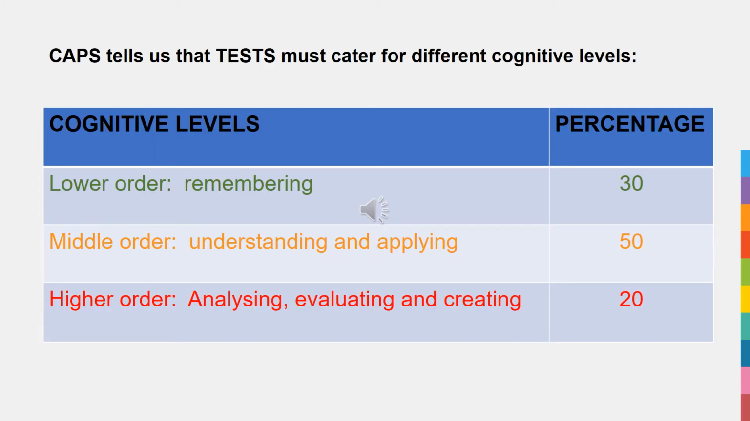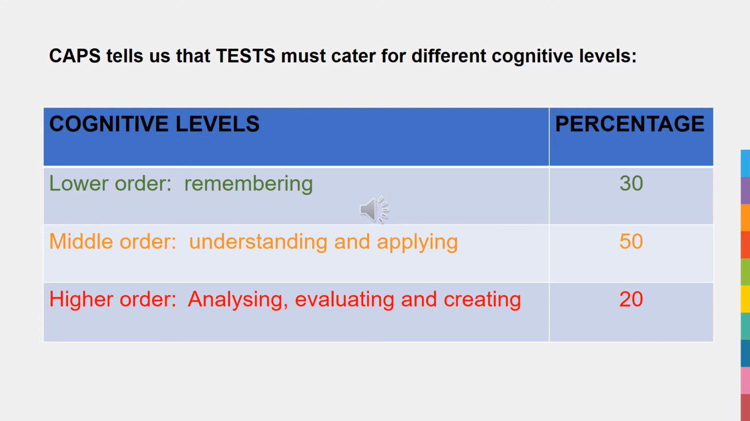Now, when we set a test, CAPS tells us that we must cater for the different cognitive levels. This is where Bloom's taxonomy comes into play. We will look at Bloom's taxonomy now. But 30% of your paper must be lower order questions, where you recall memory. What do you call a tourist that likes to visit the beach and likes to relax? That's called a leisure tourist.